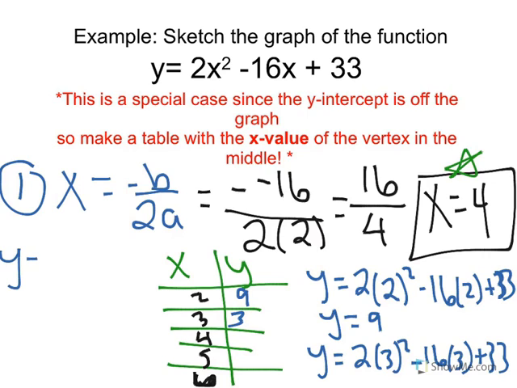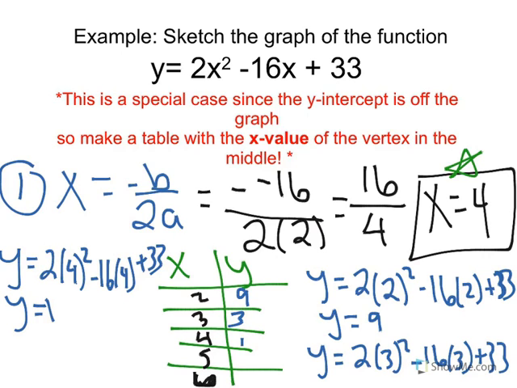So let's plug in 4. So y is going to equal 2 times 4 squared minus 16 times 4 plus 33. So in this case, our value for y should be 1. So I'll put 1 over there. And then they're going to repeat themselves as long as you pick 2 numbers above and below the x value. So that's going to be 3, and then this one will be 9. So now let's take this table and use it to make our graph.